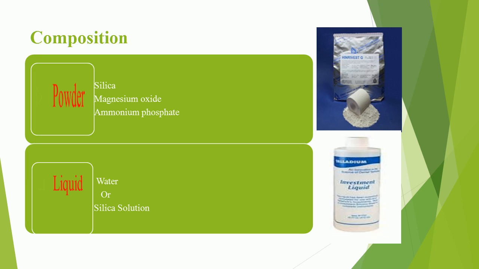The composition of phosphate bonded investment material. As you can see, it is supplied in the form of a powder and a liquid which are mixed together. The powder consists of the silica refractory material, and the binder is magnesium oxide and ammonium phosphate. The liquid can be water or colloidal silica solution.